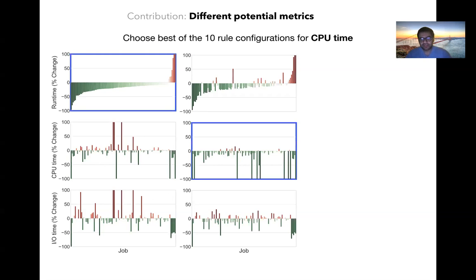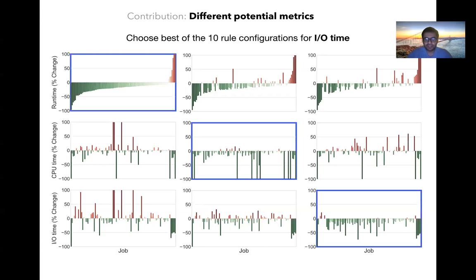And say we could also choose the best configurations from these 10 rules for each query for the CPU time. Now, for instance, here we see sometimes the runtime is higher or the IO cost is higher, but for the CPU time we typically see improvements across the board. And we see the same thing for the IO time as well.